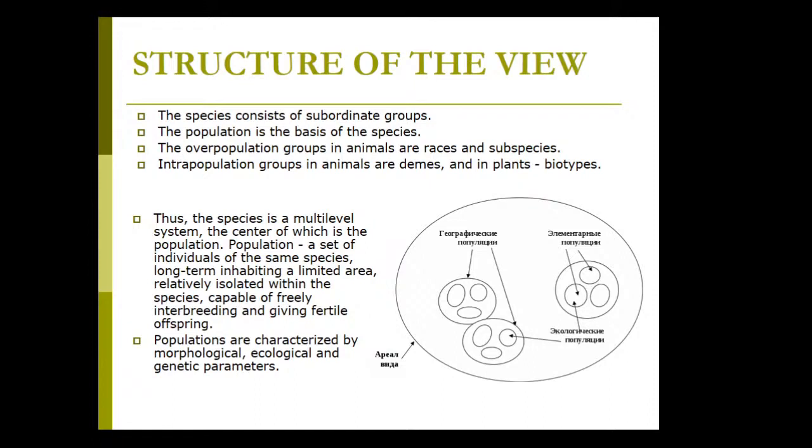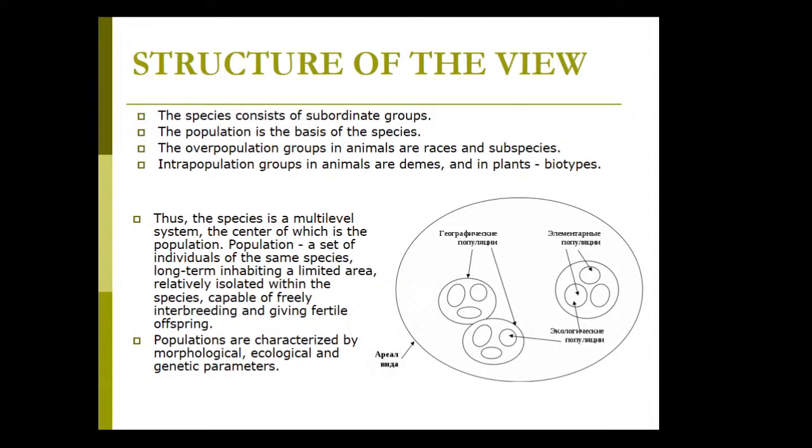And in this picture you can see some small ecological populations. It is the smallest group. They combine into geographical populations, and all this forms the areal of the species, which is bigger. Inside it you can meet many subspecies. Thus, the species is a multi-level system, the center of which is the population.